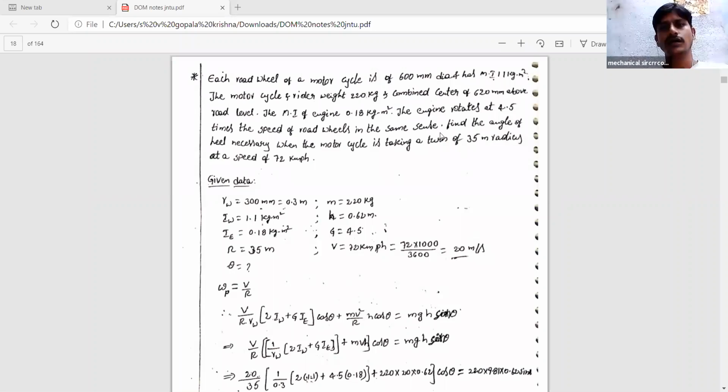20 mm above the road level, and moment of inertia of the engine is 0.18 kg meter square, and gear ratio 4.5. Find the angle of heel necessary when the motorcycle is taking a turn of 35-meter radius. Capital R value is 35 meters, and the speed of the vehicle is 72 kmph. So those are the given data.